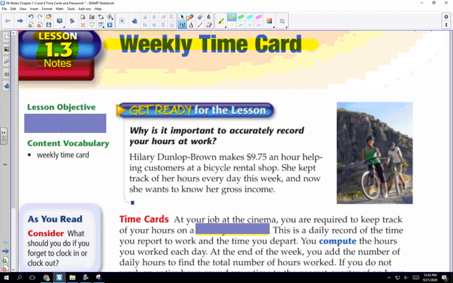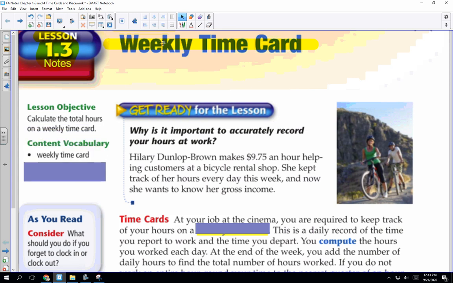I do want you to write the lesson objective. It's important to know, as you are learning new information, what is the reason we're learning or what we're trying to accomplish. So please write down this lesson objective. We are going to calculate the total hours on a weekly time card.